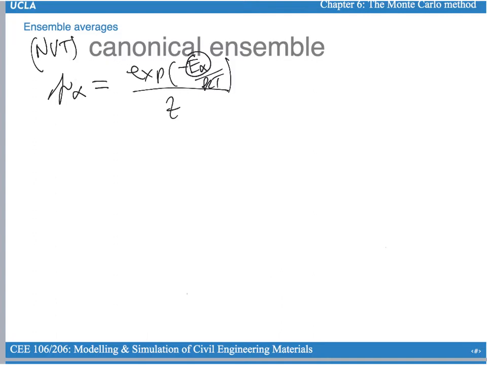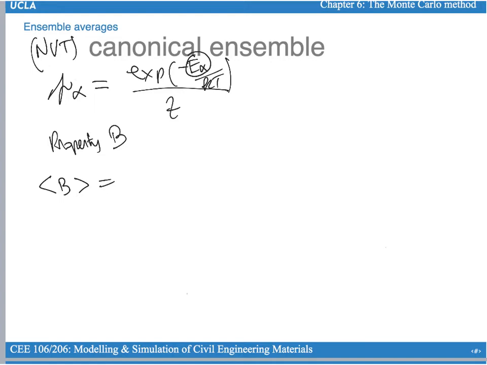Then, if we want to calculate now a given property B, in the case of the microcanonical ensemble, it was pretty easy. All we had to do was take the value of B for each configuration, sum them all and divide by the number of configurations. Now it's a little bit more complicated because all the configurations do not have the same probability. So if you want to calculate the average of the property B, you will need to do a weighted average, where you put more weight on the configurations that have a higher probability and less weight on the configurations that have a lower probability.